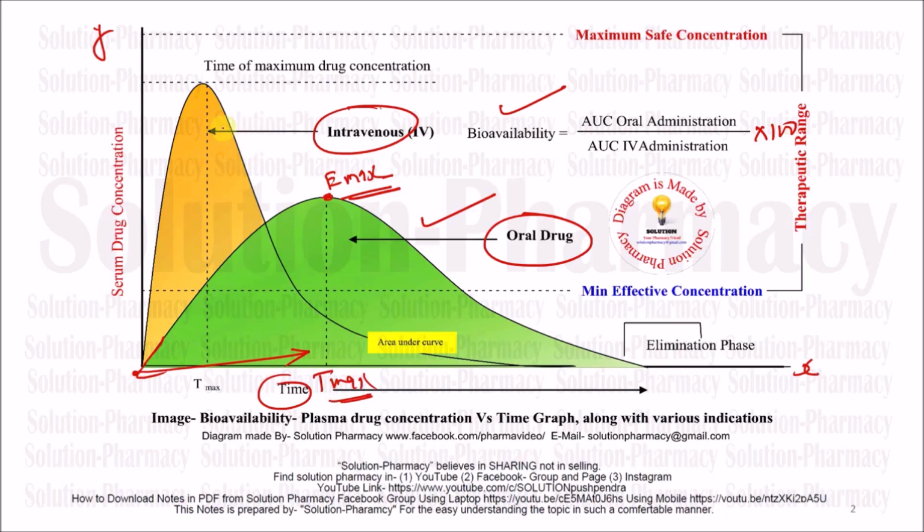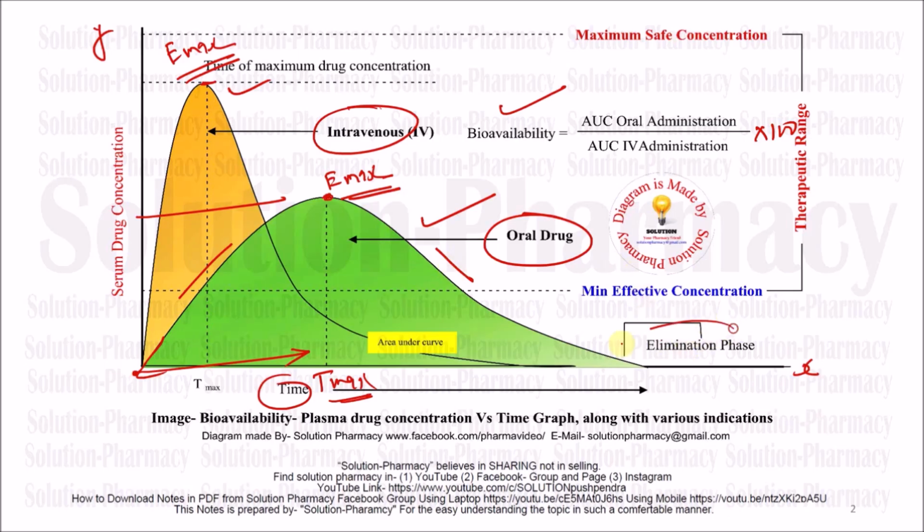But in the case of intravenous, as you can see, this is a sharp peak of the drug, that is Tmax. Actually, this is the Tmax for the intravenous route of drug administration, and this is called Emax for the intravenous route of drug administration. As you can see, this is 100%, but it is not 100% for the oral route of drug administration. So in this graph, this is the absorption phase for both IV and oral, and this is the elimination phase for both IV and oral.